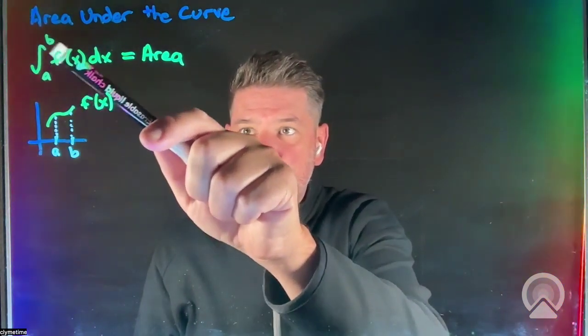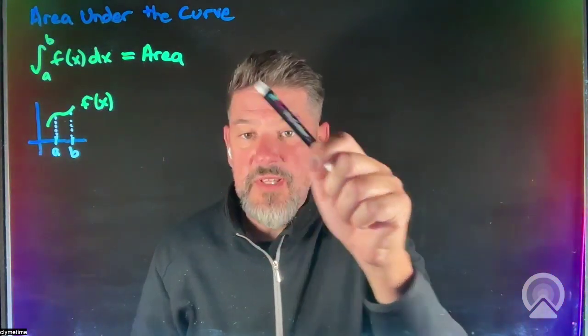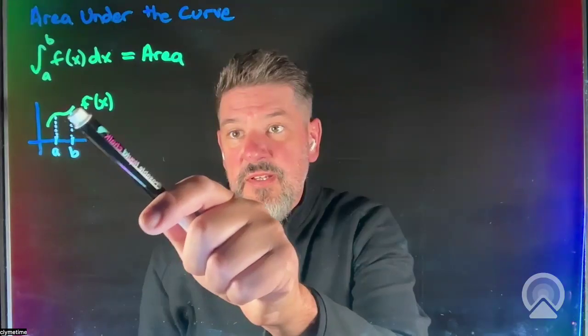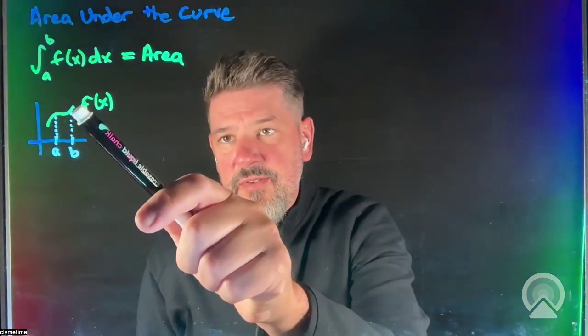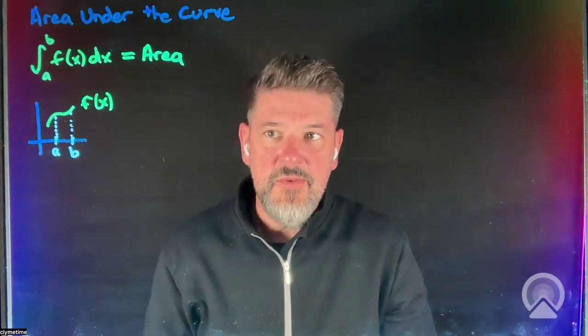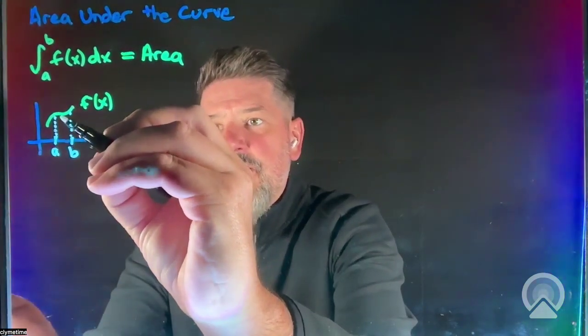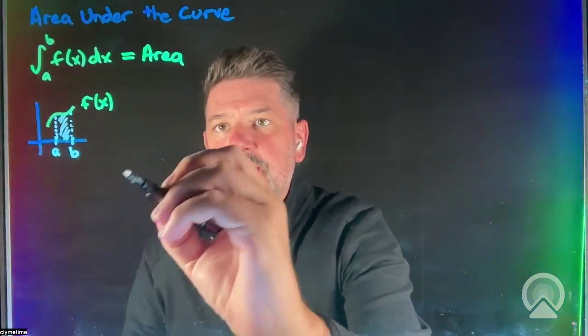This is an integral of f of x dx from a to b, and that equals the area underneath the curve. When we say that, we mean it's the area between the function and the x-axis. And the area can be positive if it's above the x-axis or negative if it's below the x-axis. So this little area right in here would be the area we're referring to in this case. It's the area between the function and the x-axis.